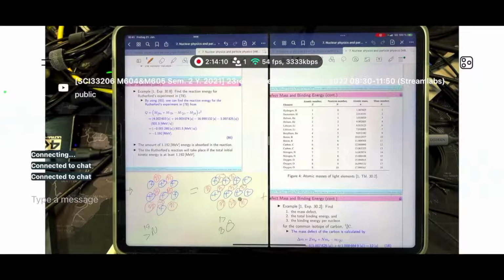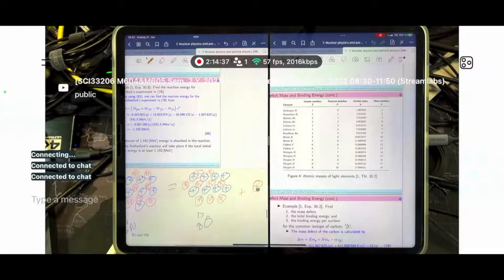Where is that oxygen 17? We need to find the case when the number of neutrons is 9. Okay, the number of neutrons is 9, which is this one. Oxygen 17 has the mass of 16.99132. And the next one is the mass of the proton, right?